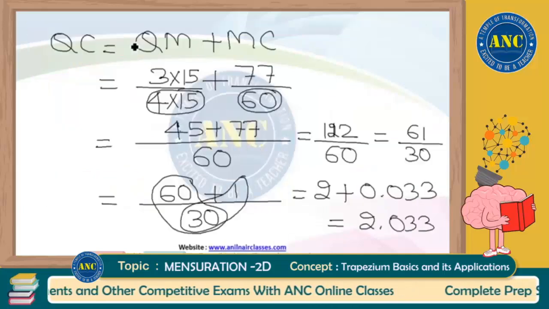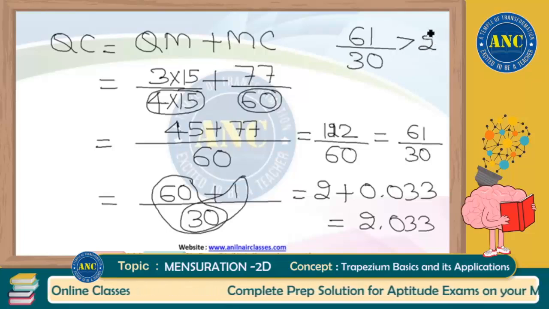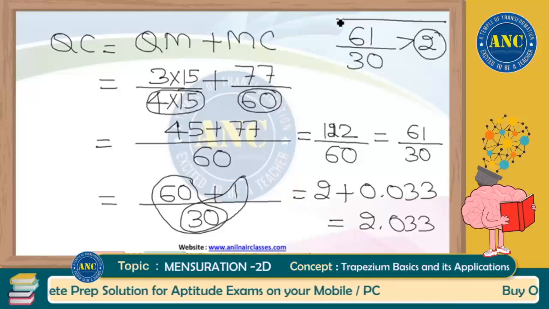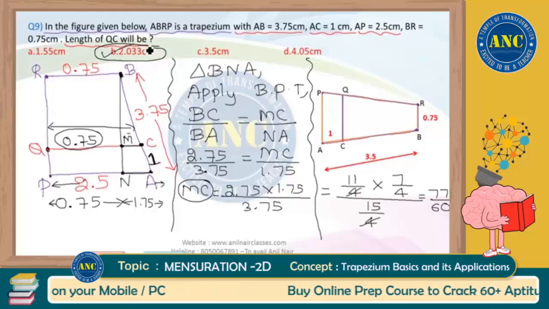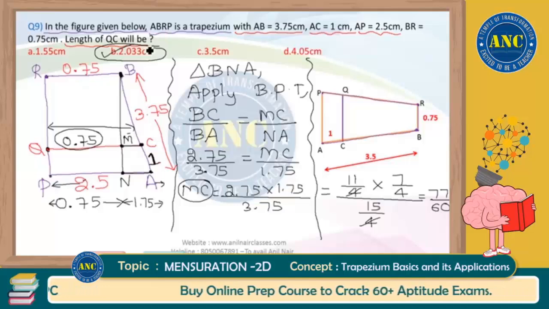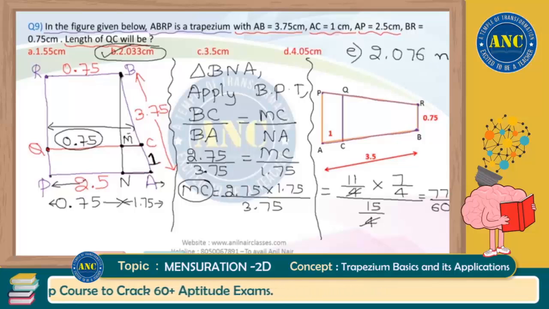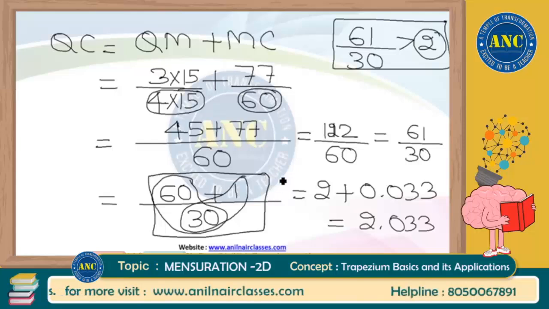Or in simple language, you can say that 61 divided by 30 is slightly greater than 2, because 60 divided by 30 is exactly equal to 2. Out of the 4 options given, the only option which is slightly greater than 2 is 2.033 centimeters. Sir, what if the third option is 2.076 centimeters? This is also slightly greater than 2. How to identify? I already told how to find the exact value. 60 by 30 is 2, 1 by 30 is 0.033. Answer should be 2.033. I hope the idea is very clear for you people.